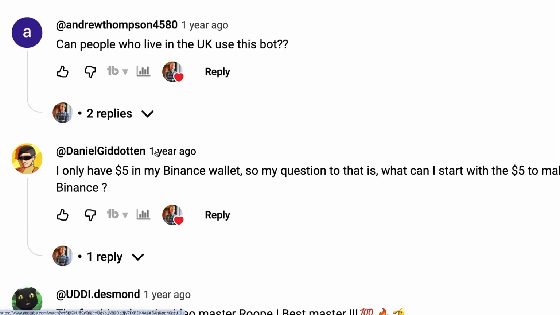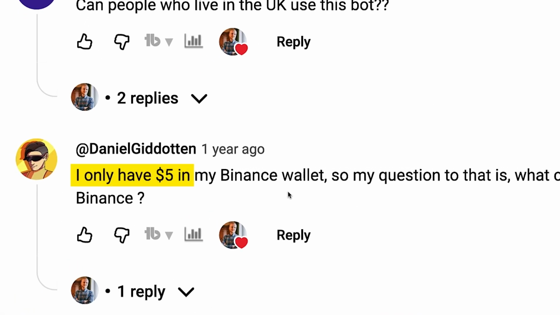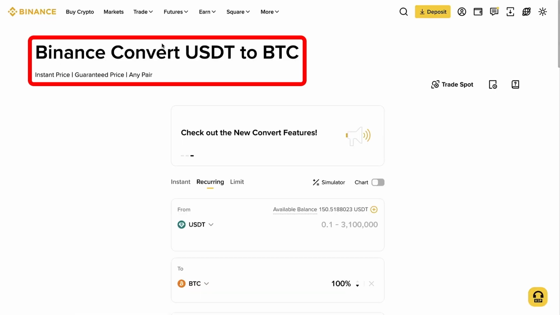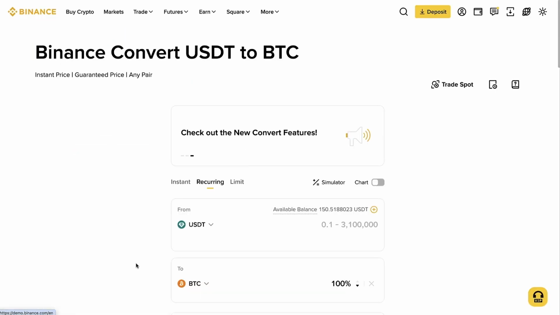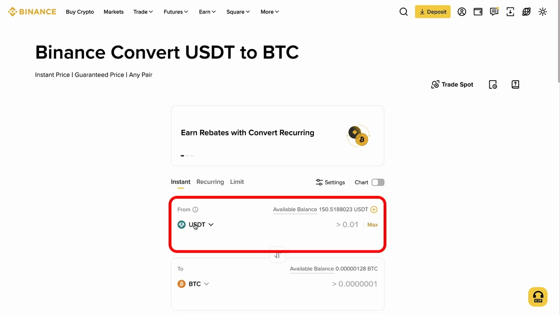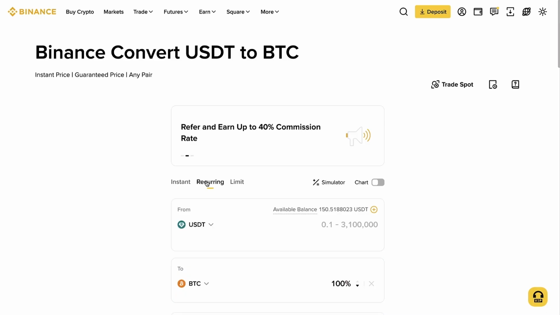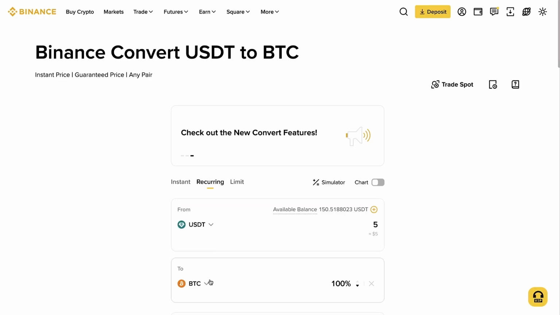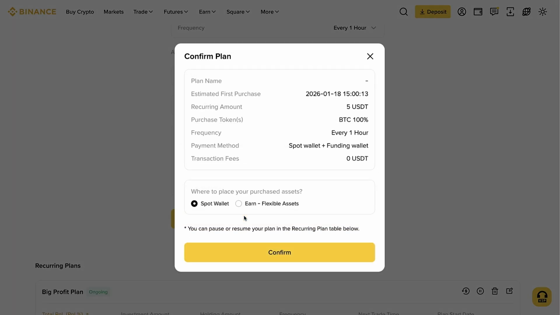And Daniel also asks the same question. I only have $5 in my Binance wallet, so my question is, what can I start with the $5 on Binance? And my recommendation is the same. Whether you have $5 or $50, start with the convert recurring. So trade, convert and block trade, and here you can start. You can also do the instant conversion from USDT to BTC, and you can also set up this recurring. So here you can put, for example, 5, then you choose BTC, and then you click here preview, you click here confirm, and the bot will be up and running.